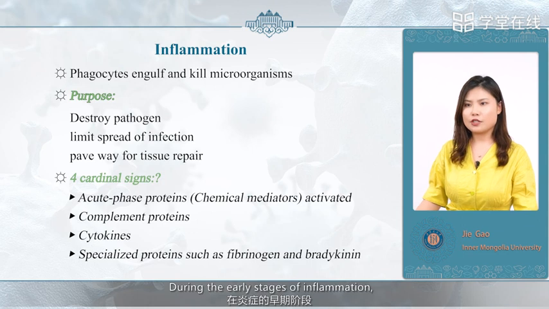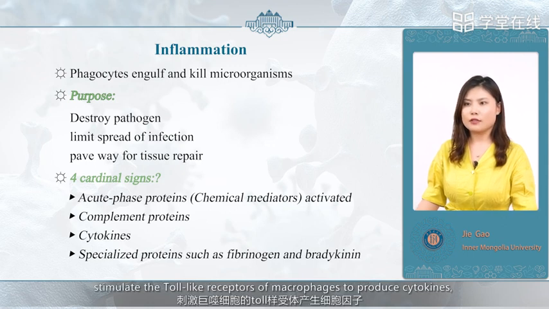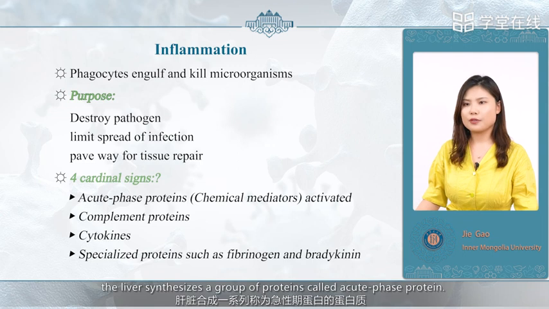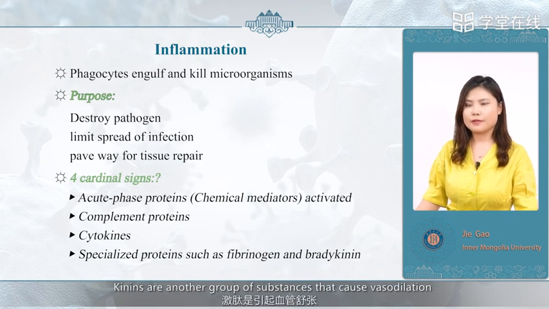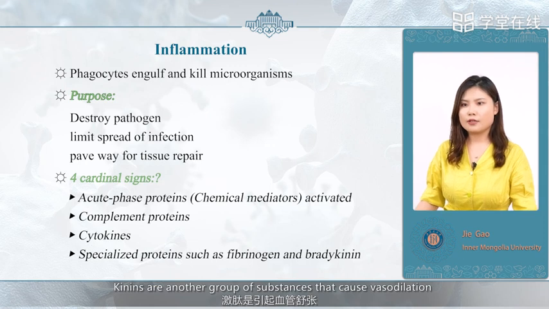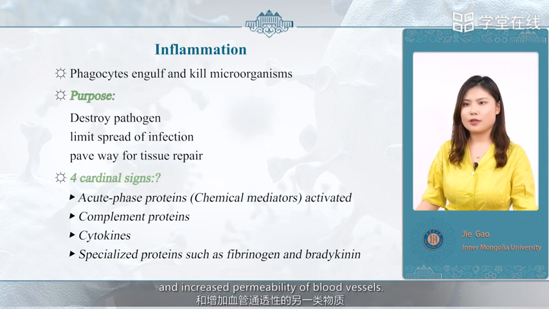During the early stages of inflammation, microbial structures such as flagellin, LPS, and bacterial DNA stimulate the toll-like receptors of macrophages to produce cytokines. The liver synthesizes a group of proteins called acute phase proteins. Cytokines are another group of substances that cause vasodilation and increased permeability of blood vessels.